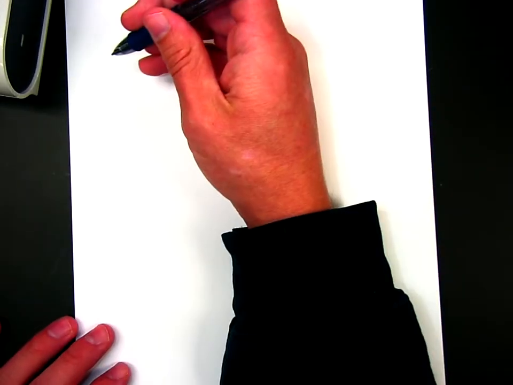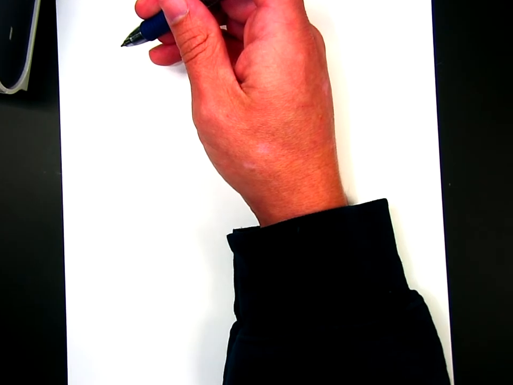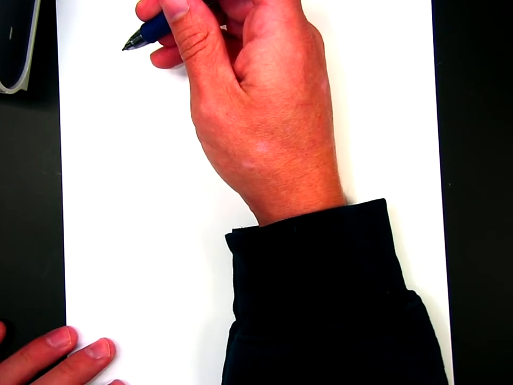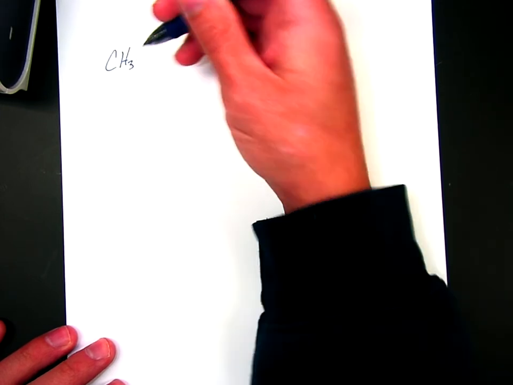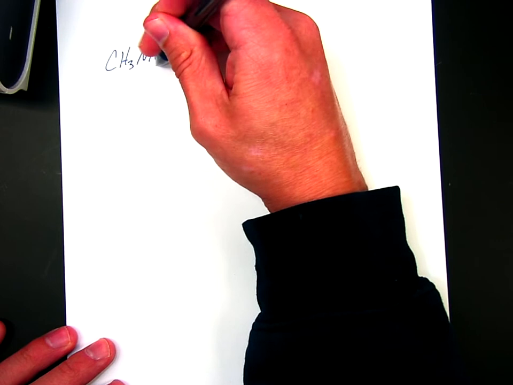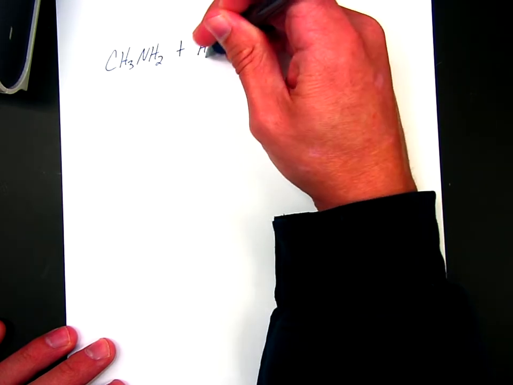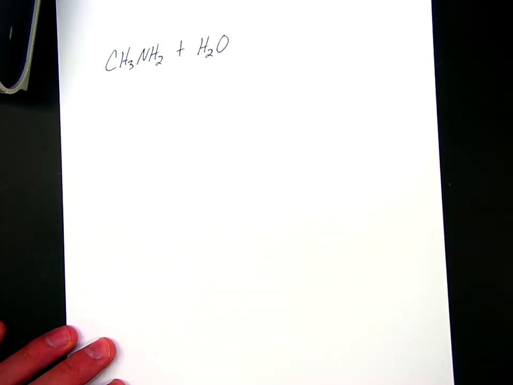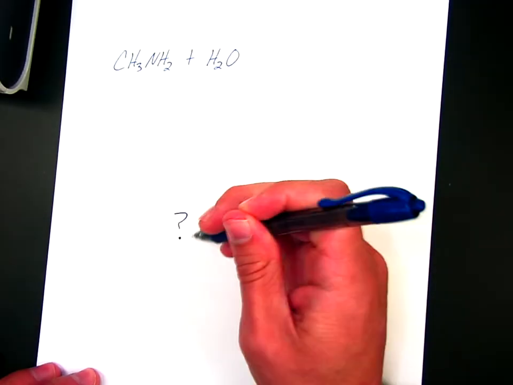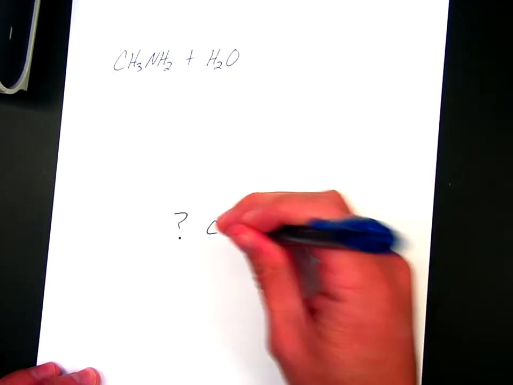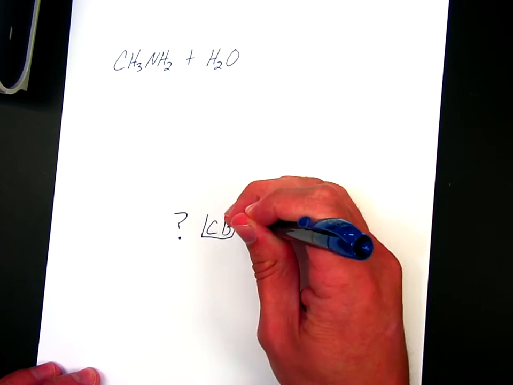There's a problem on the Acid-Base Foundations assignment that states CH3NH2 is placed in water. And it wants to know what is the conjugate base that will form.